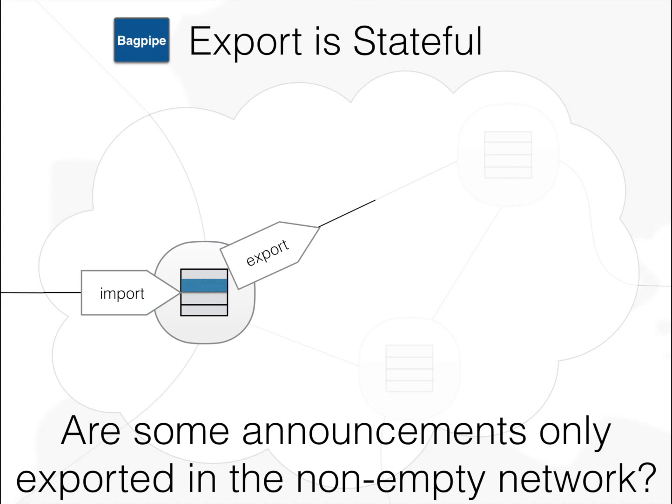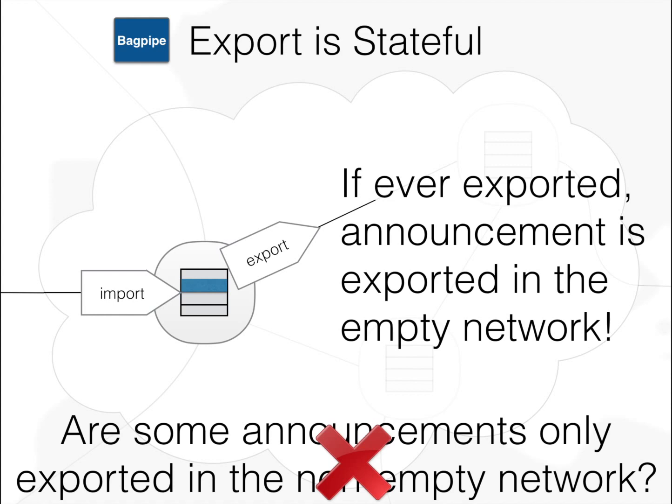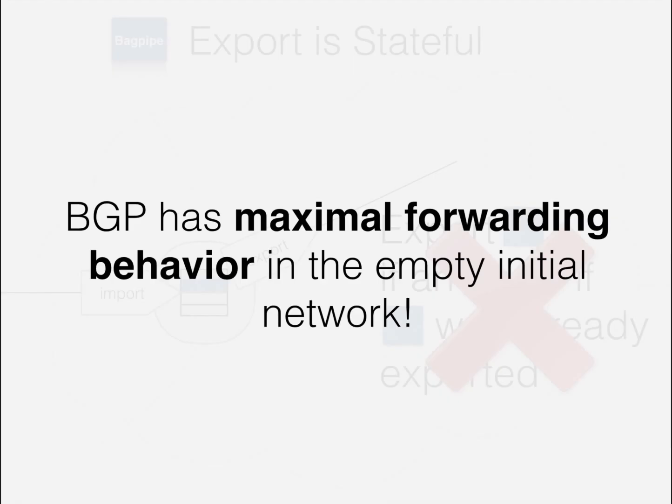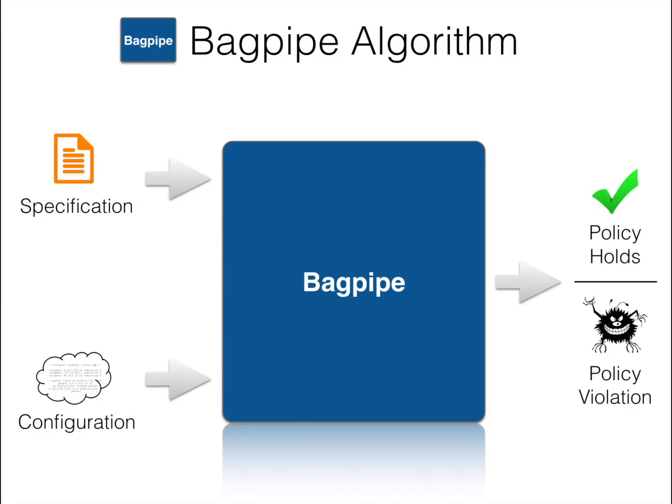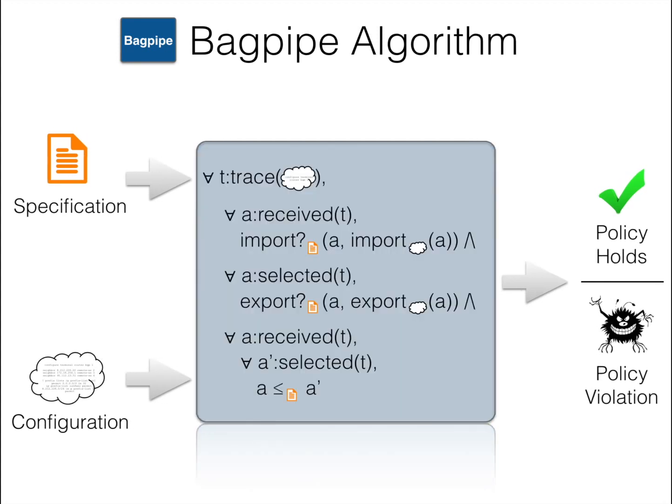Now the question is, can this statefulness be used to export announcements only in the non-empty network? And again, the answer is no, because in the empty network, there's never been an announcement forwarded before, so it can't be a duplicate. In summary, the initial network reduction is sound because BGP has maximal forwarding behavior in the empty initial network. Now we can use this insight to efficiently implement the backpipe algorithm.